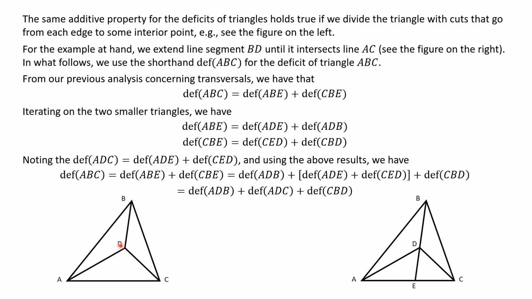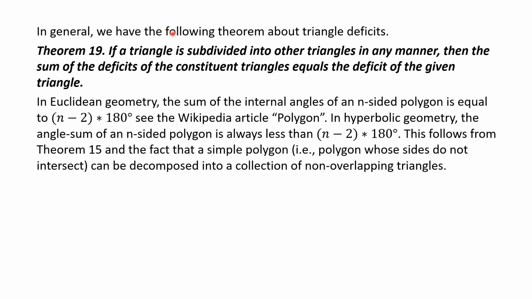So we've proven that you can pick any point inside of a triangle, and the deficits of the three triangles formed from joining to that point in the interior equals the deficit of the entire triangle. So in general, we have the following theorem. If a triangle is subdivided into other triangles in any manner, then the sum of the deficits of the constituent triangles equals the deficit of the given triangle. Okay, so we proved a couple of parts of that. We didn't prove all the possible cases, but in general, this theorem is true.